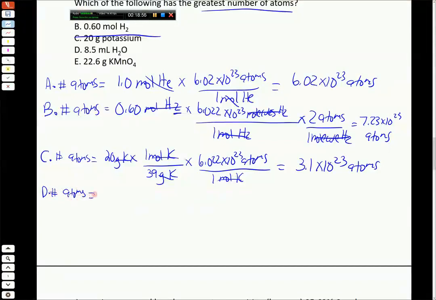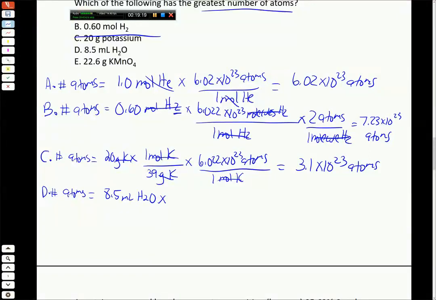If we're given a volume, 8.5 milliliters of H2O, we should remember density. That's one thing that we haven't talked a lot about, but it is in the review part of this course, so it's something that you're expected to know already. And so if we have 8.5 milliliters of water, we can use the density of water to calculate the number of grams of water, and then from there we can go into moles, as we know how to do.